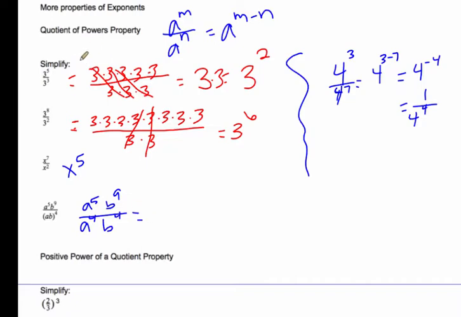Now we can use this quotient of powers rule. So a to the 5th over a to the 4th is a to the 1st. B to the 9th over b to the 4th is b to the 5th. Now remember, you don't have to write an exponent of 1. It's assumed. So we would write this as a b to the 5th. Okay, so that is the quotient of powers property.